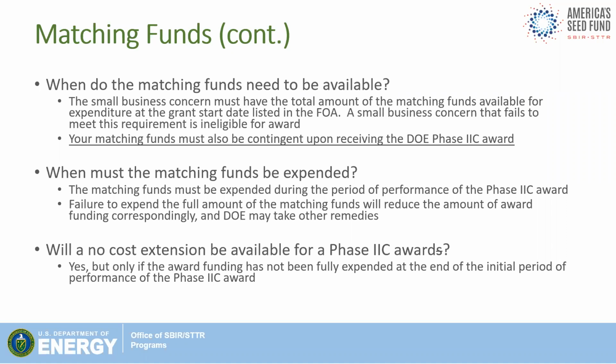Failure to expend the full amount of the matching funds will reduce the amount of award funding correspondingly, and DOE may take other actions. You may request a no-cost extension for your phase 2C award, but only if the award funding has not been fully expended at the end of the performance of the phase 2C award.